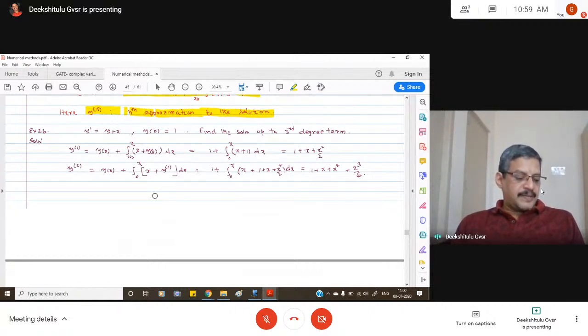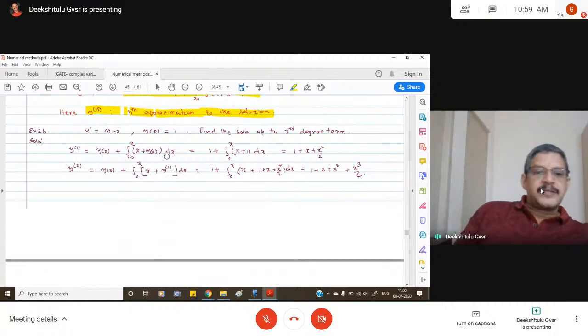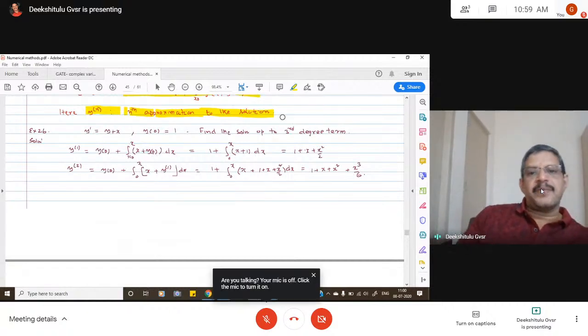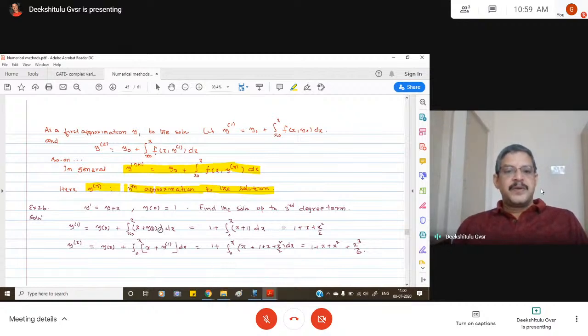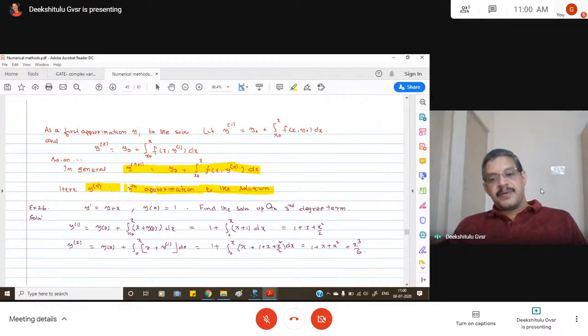I write this as x plus, in place of y I am taking y0, that is the initial approximation. So 1 plus the integral from x0 to x of (x plus y0, which is 1) dx. If you integrate this, 1 plus x squared by 2.